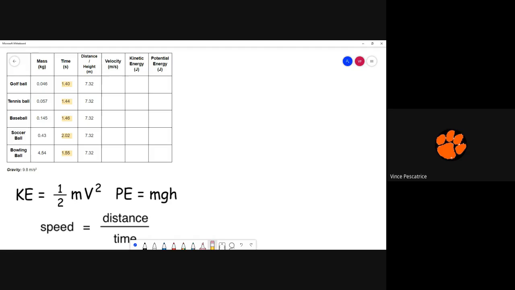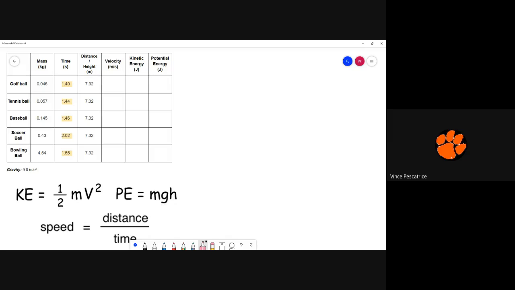All right, so moving on. If you were in class, you should have different numbers in this time slot here. If you have different numbers in there, that's what you should have. This is to show you the necessary steps to take to calculate the velocity, kinetic energy, and potential energy.